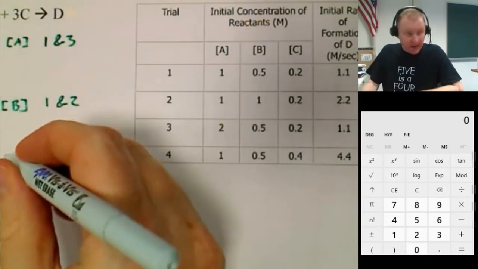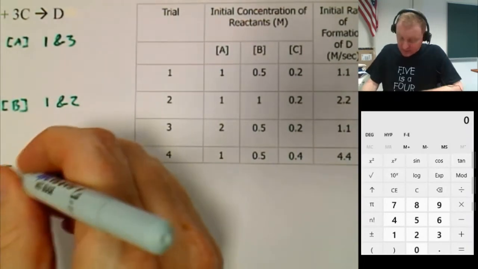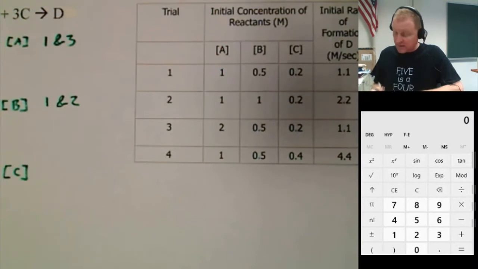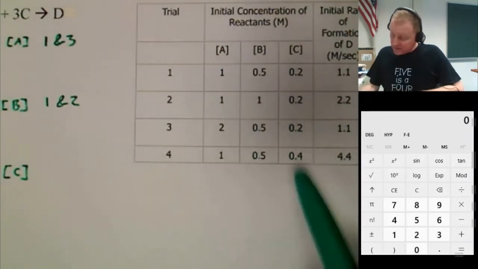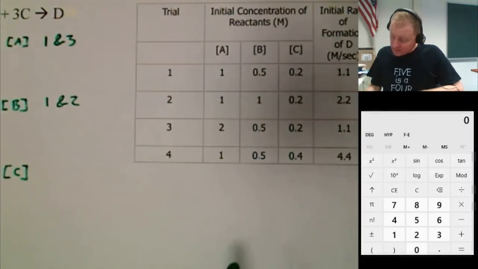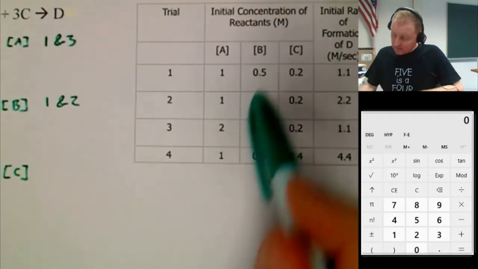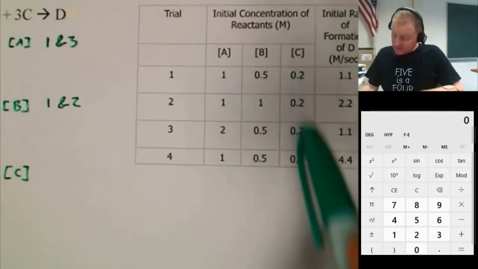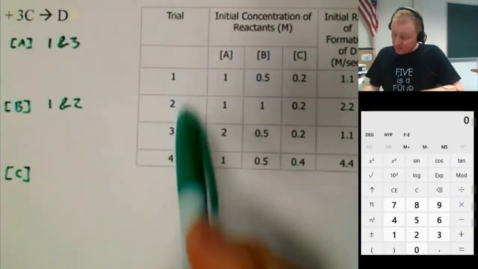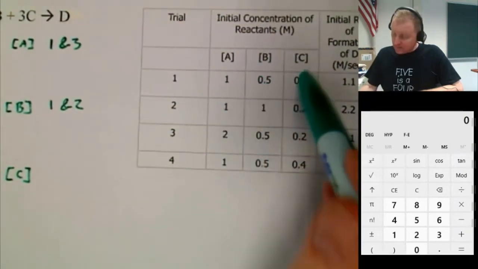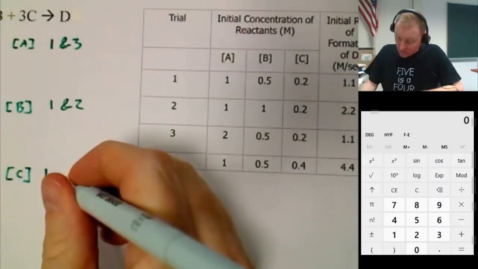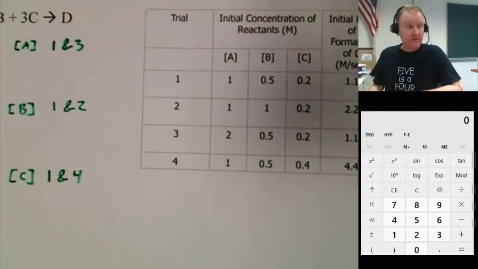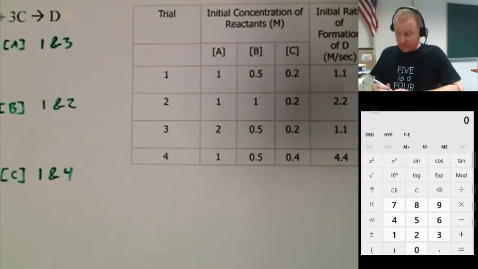Okay. And now for the concentration of C, let's figure out which order C is. We want to find where only C is changing and the other ones are not. So I like 1 and 4. A is the same, B is the same, but C changed here, right? So using 1 and 4, A is the same, B is the same, C changed. So I'm going to say this is 1 and 4. And that's the ones I'm going to use to figure out the rate laws.